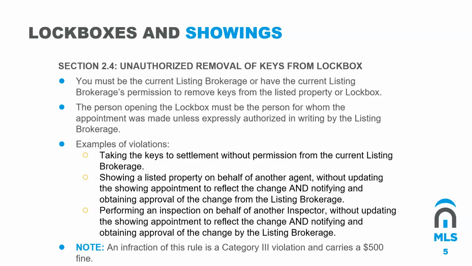What is new is the list of examples from violations from actual hearings, such as taking the keys to settlement without permission from the current listing brokerage, showing a listed property on behalf of another agent without updating the showing appointment to reflect the change and notifying and obtaining approval of the change from the listing brokerage, performing an inspection on behalf of another inspector without updating the showing appointment to reflect the change and notifying and obtaining approval of the change by the listing brokerage.